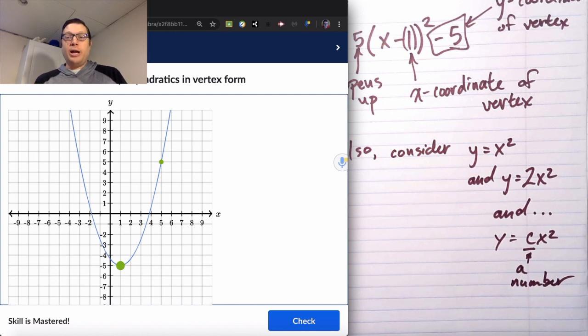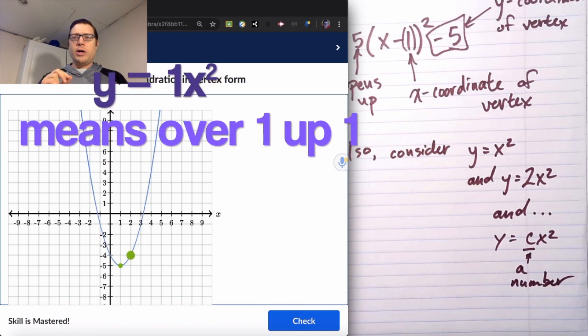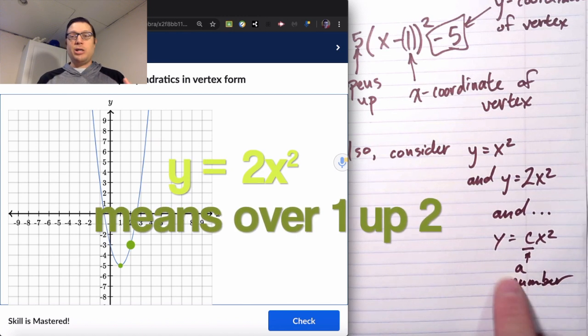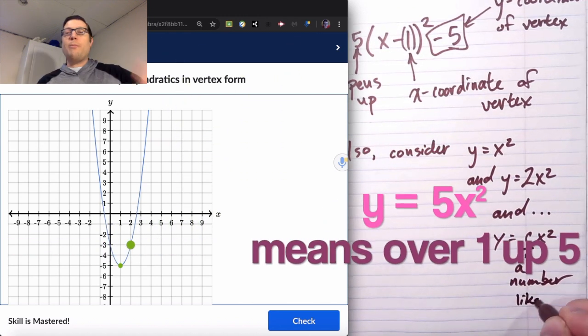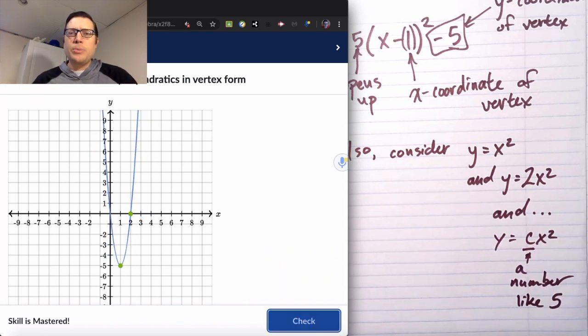I'm going to start by plotting the vertex at 1, negative 5. And then, if you remember, 1x squared is over 1 and up 1. 2x squared is over 1, up 2. 5x squared is going to mean go one space to the right and then go up 5. And then that's our next point of the parabola.